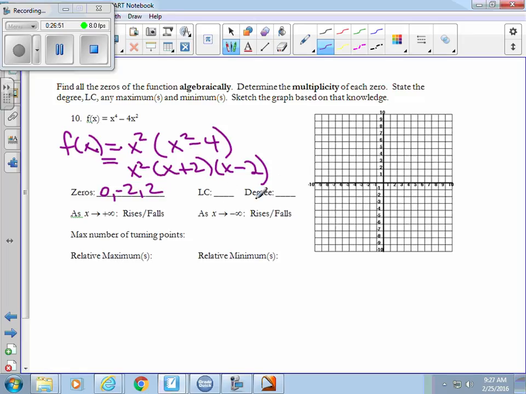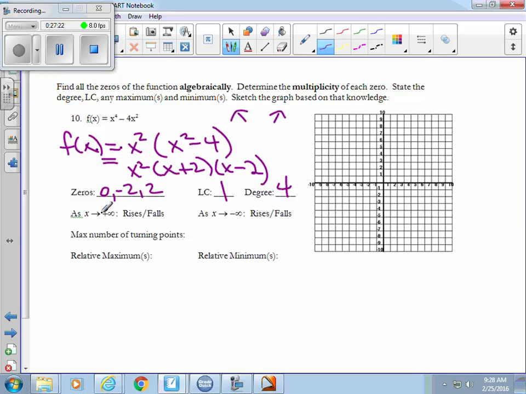It turns out these two questions are easier than last night. Do we agree? Because it's already in standard form. So what is the degree? And what is the leading coefficient? 1. As x approaches infinity, first of all, let's look at what the end behavior looks like. It's a 4th power, so what do you know about both ends? They're both going to go up.